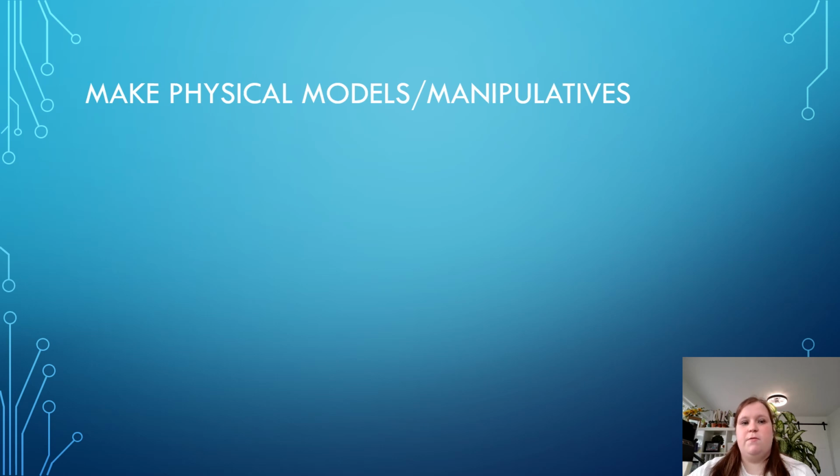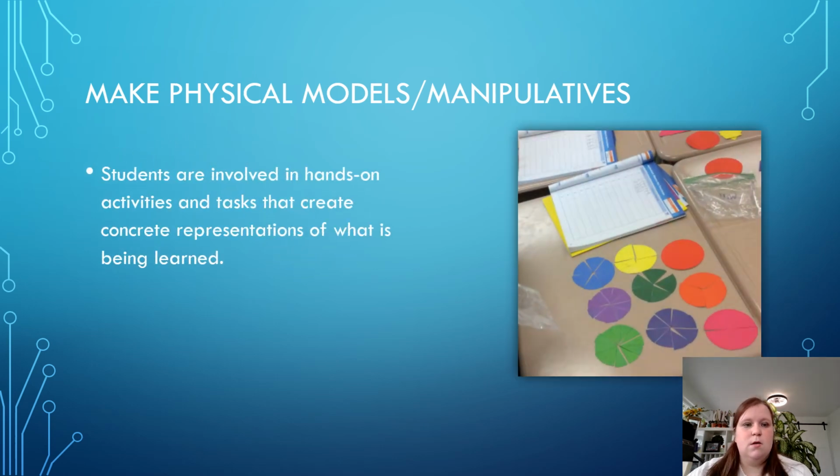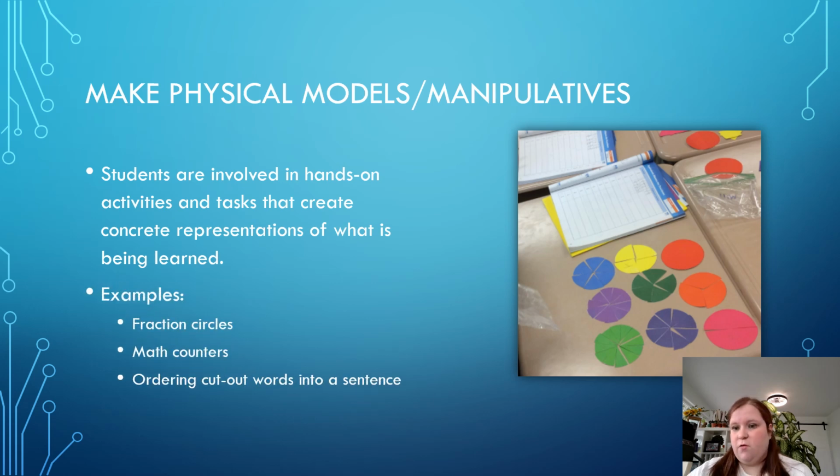Next, we have to make physical models and use manipulatives. Students are involved in hands-on activities and tasks that create concrete representations of what is being learned. Examples would be using fraction circles. They can see a fraction circle, seeing that two halves is the same as one whole, or 5/5 is the same as one whole, or that 1/2 is the same as 2/4, or 3/6, or 4/8. They can physically see that they equal the same.